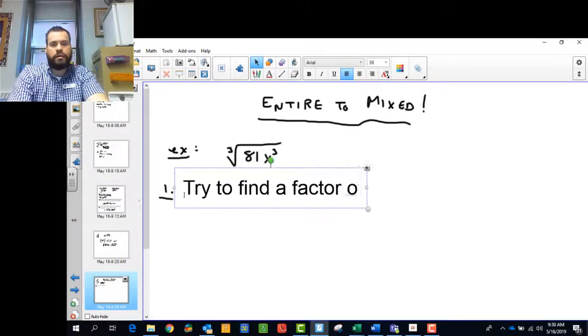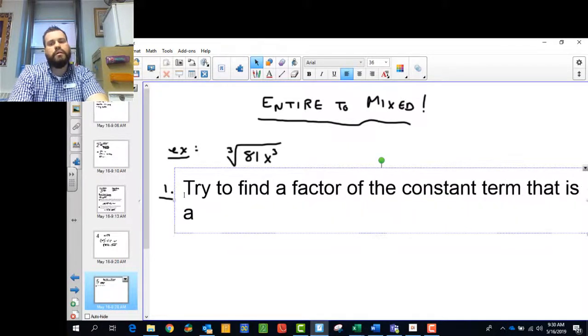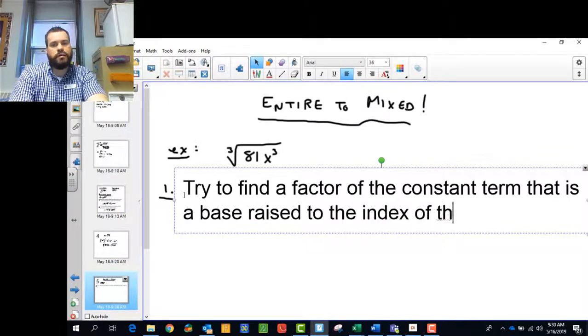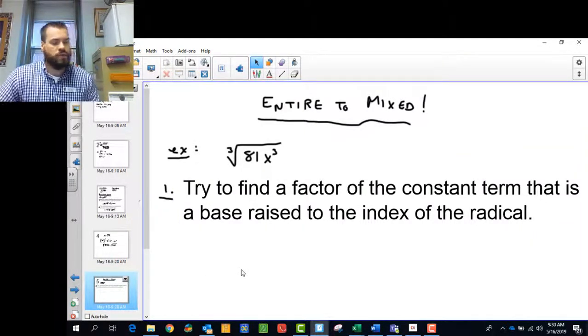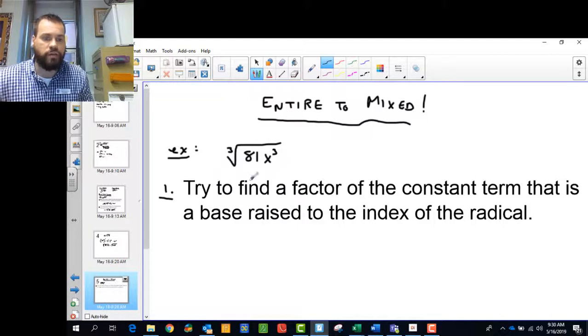a factor of the constant term that is a base raised to the index of the radical. Okay, now you might say, what are you talking about? So let's see what we're talking about in terms of this particular question. I want to see if I can write a factor of 81 as something cubed, because I want it as a base raised to the index of the radical.